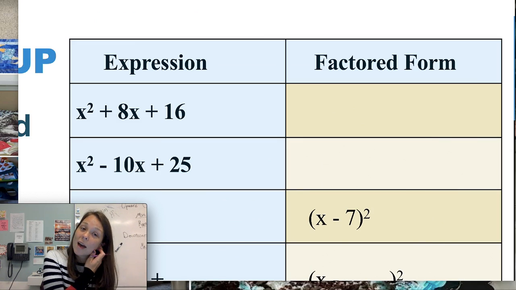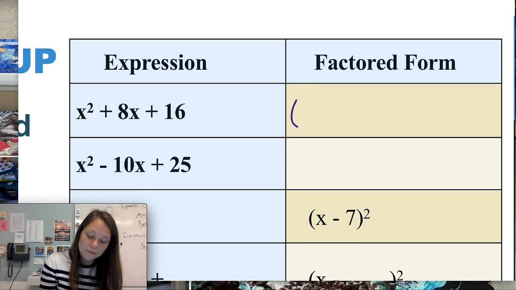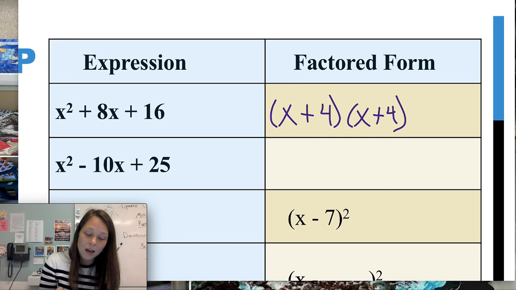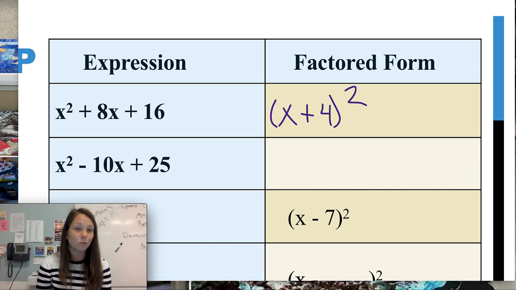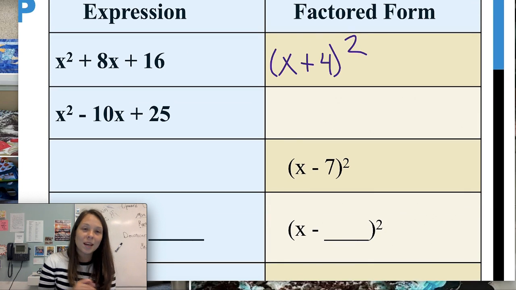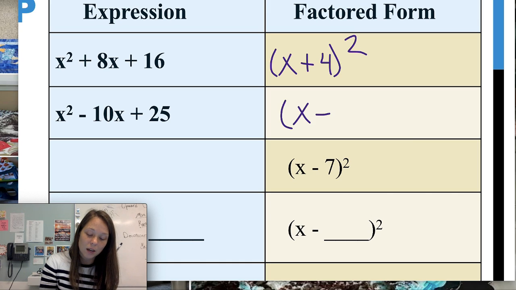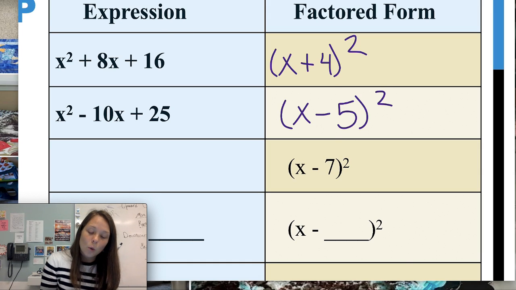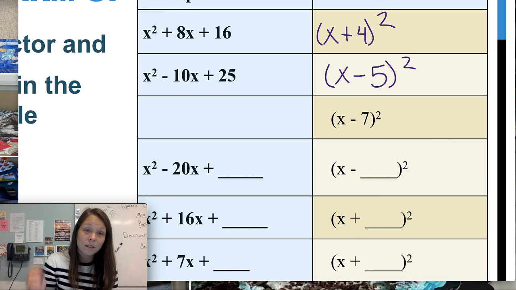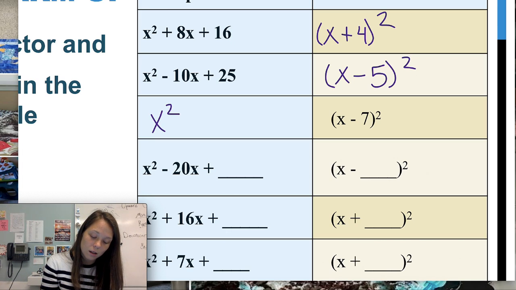Looking at the first one, we have x squared plus 8x plus 16. This factors into x plus 4 times x plus 4. But a shorthand way of saying that would be x plus 4 squared, instead of writing it multiplied by itself twice. x squared minus 10x plus 25 would be x minus 5 times x minus 5, or in other words, x minus 5 squared. Notice a pattern yet? When we have x minus 7 being squared, that expands out to be x squared minus 14x plus 49.